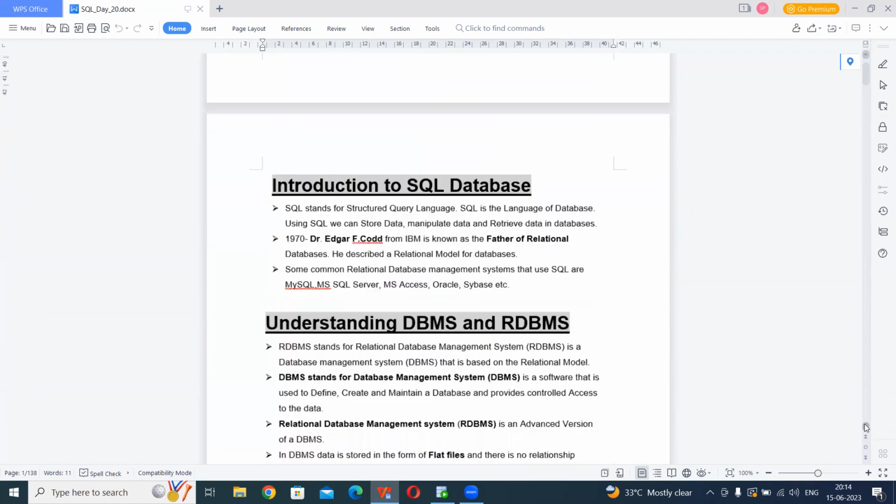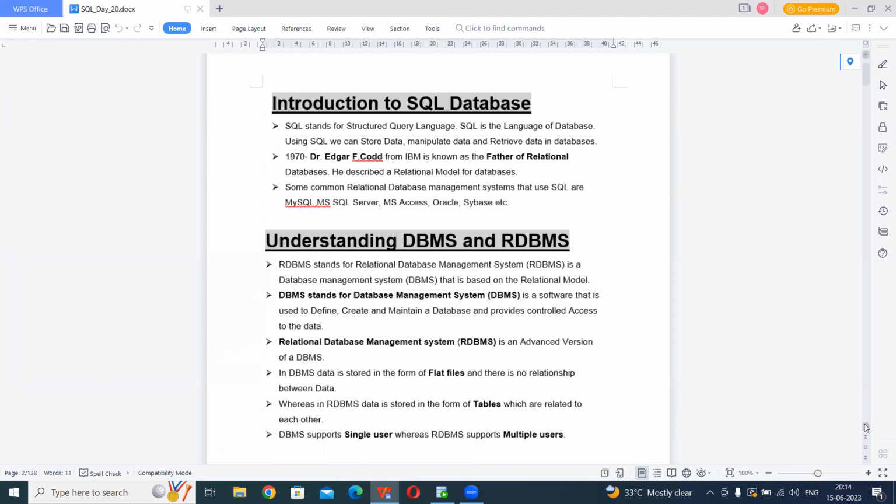So the first thing we are going to discuss is the introduction to SQL database. So guys, I'm constantly saying SQL. So what does SQL stand for? SQL simply stands for Structured Query Language. SQL is the language of the database. Database can understand this SQL.